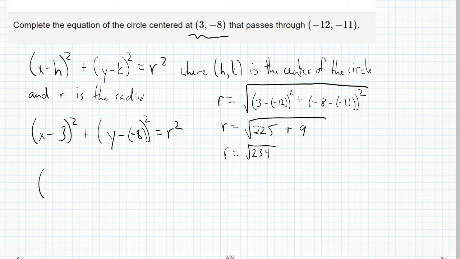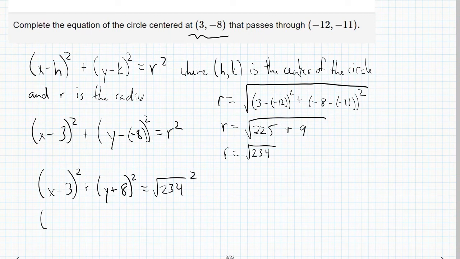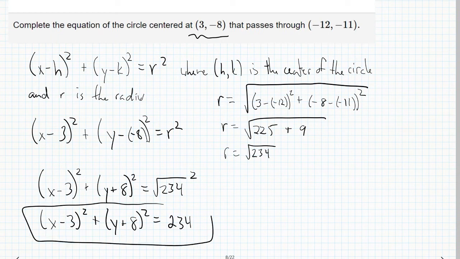So that means our equation for our circle is x minus 3 squared plus y plus 8, the quantity squared, equals the square root of 234 squared, which when you square the square root, gives us just 234. And that is our final answer for that one.